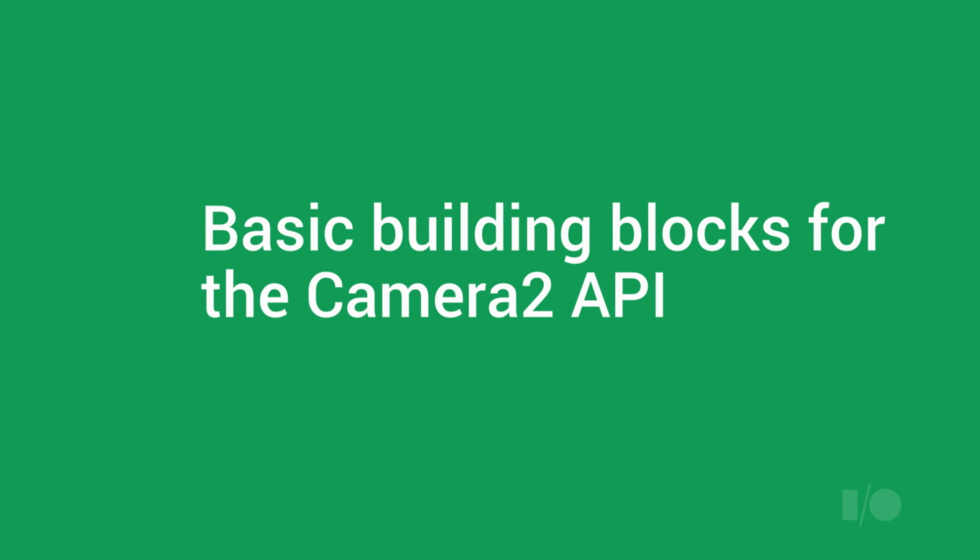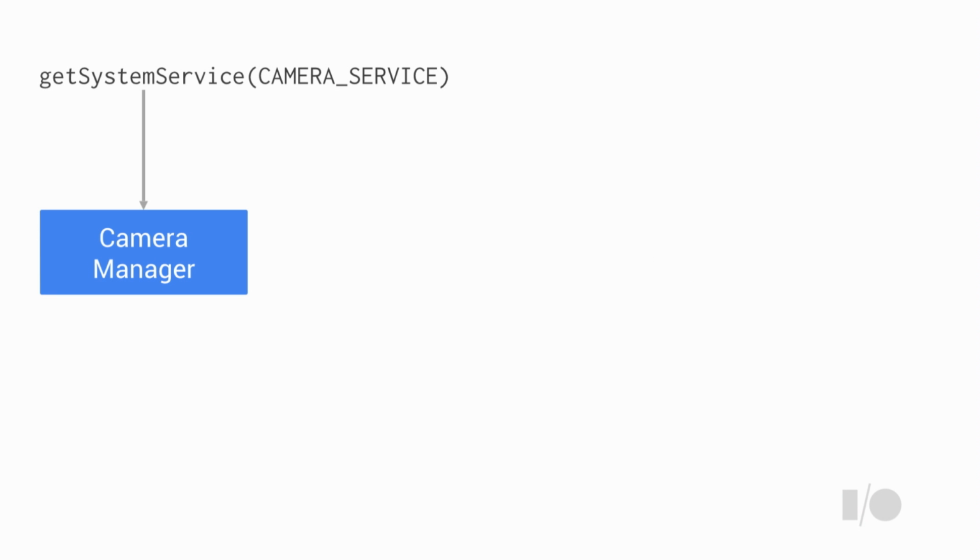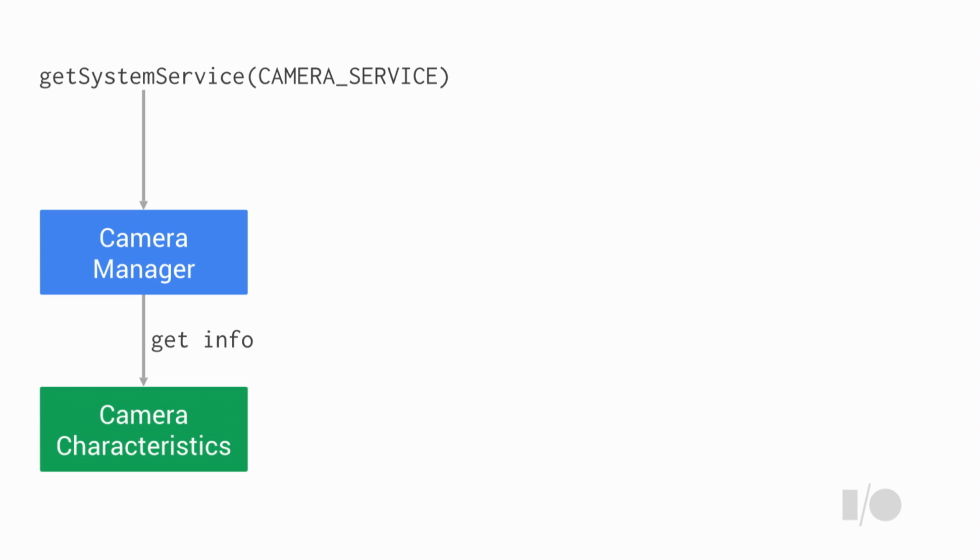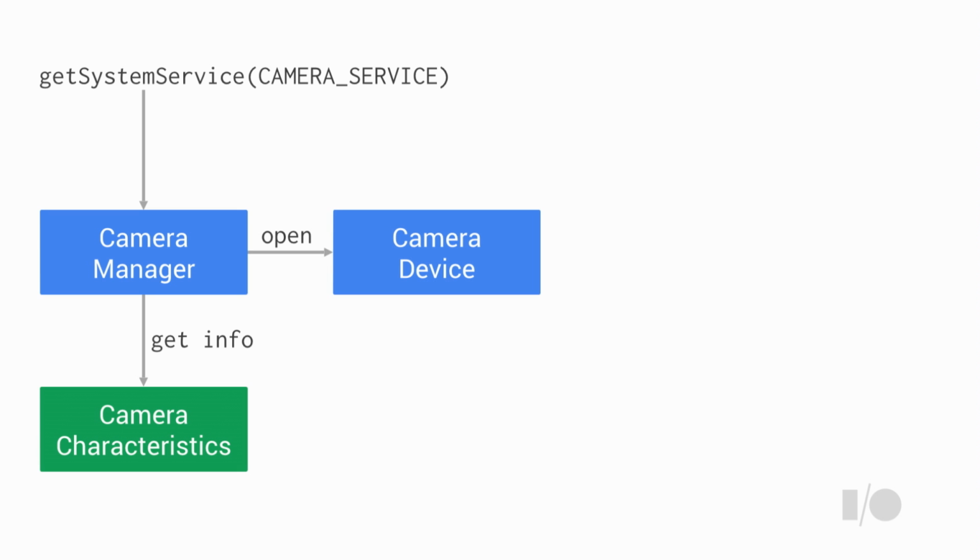So let's take a quick look at the building blocks of the API that implements this pipeline architecture. To start off with, you just get a camera manager from the get system service call. The camera manager lets you enumerate camera devices, query their characteristics, like which way they're pointing, and then you can open them. So you get the information first, and then you decide it's the camera you want, you open it.